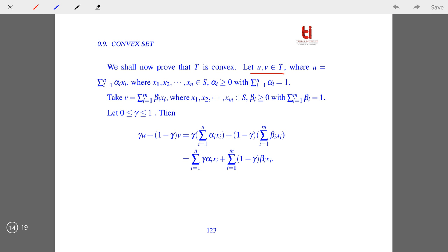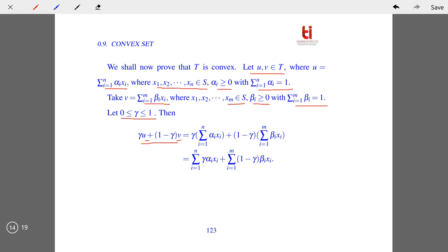So let u and v belong to T, where u is equal to the summation of alpha_i x_i, where i is equal to 1 to n, and x1, x2, and so on up to xn belong to S, alpha_i is greater than or equal to 0, and the summation of alpha_i is equal to 1. And take v equal to the summation of beta_i x_i, where i is from 1 to m, and x1, x2, and so on up to xm belong to S, beta_i are positive, with the summation of beta_i equal to 1. So let gamma lie between 0 and 1, and we consider gamma times u plus (1 minus gamma) times v, and substitute the values of u and v here.